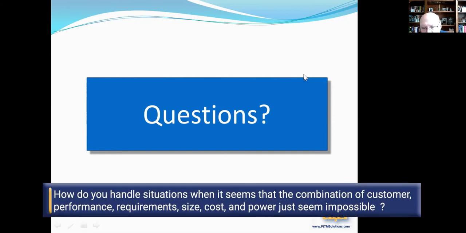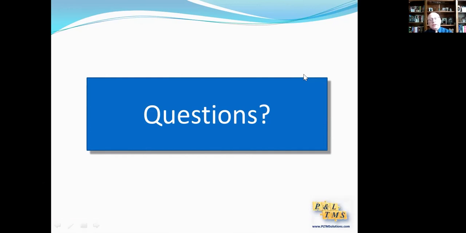How did you handle situations when it seemed, Ravi, this is a very good question. How did you handle situations when it seemed that the combination of customer performance requirements, size, cost, and power just seemed impossible? By the way, let me just say that I've had significant experience in this arena. So how do you do it, right? So first, you have to make sure that you are truly correct, that the requirements, the size, cost, and power, and your implementation, because be aware, your size, cost, and power is based on your implementation. And we stated there are many ways to implement. So have you gone down the path that all these different implementations don't get you there, right? Then the only place you can go is back to the customer.